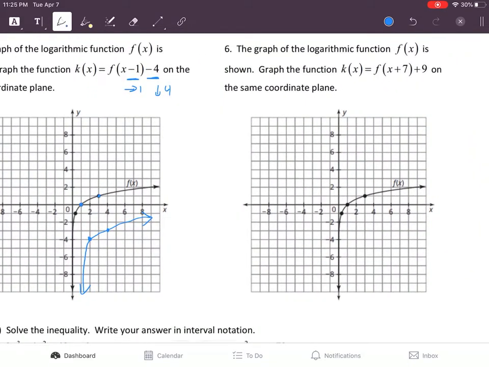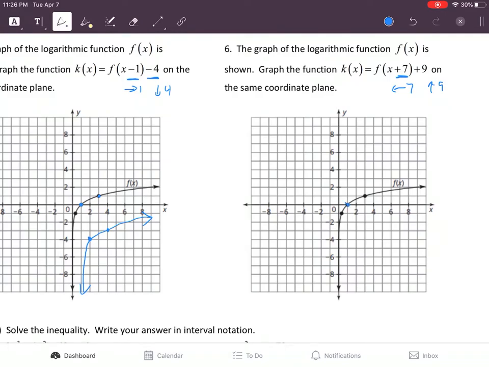Do the same thing with the next one. This time the transformation on the inside, the +7, is going to go to the left by 7. The +9 means I'm going to go up by 9.